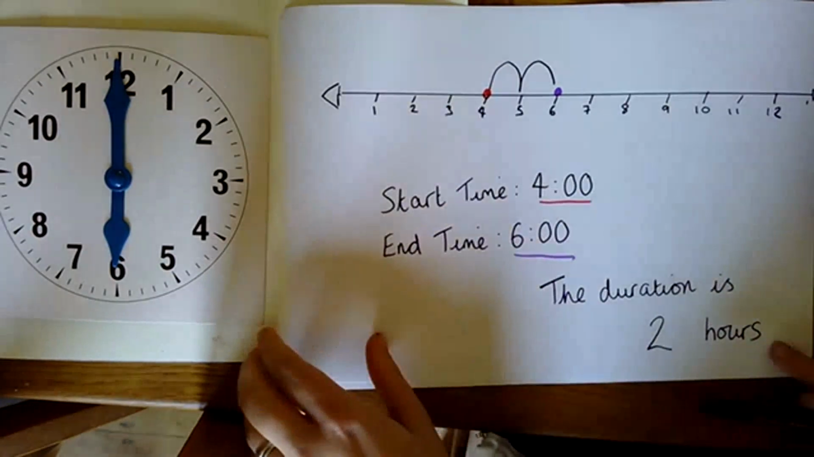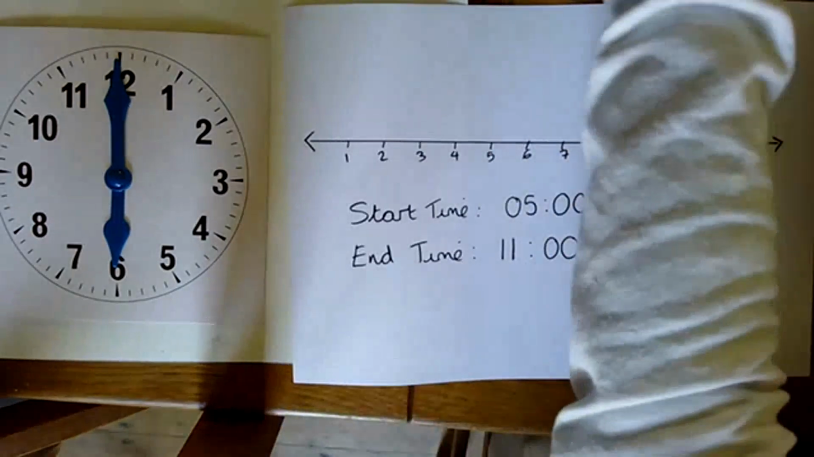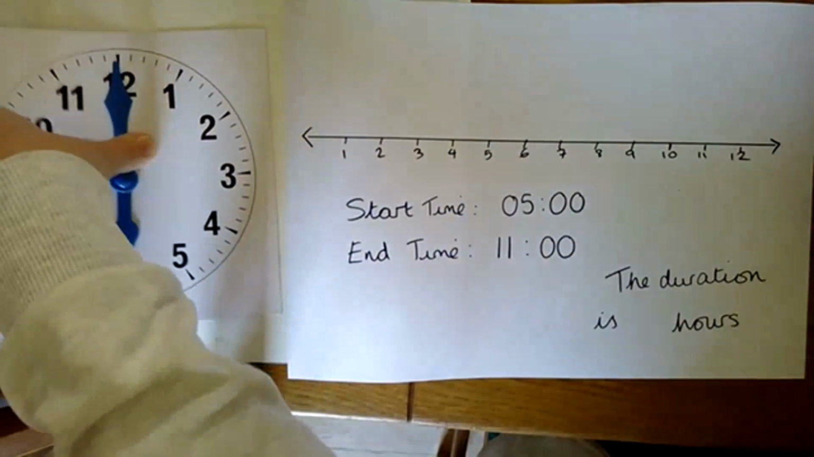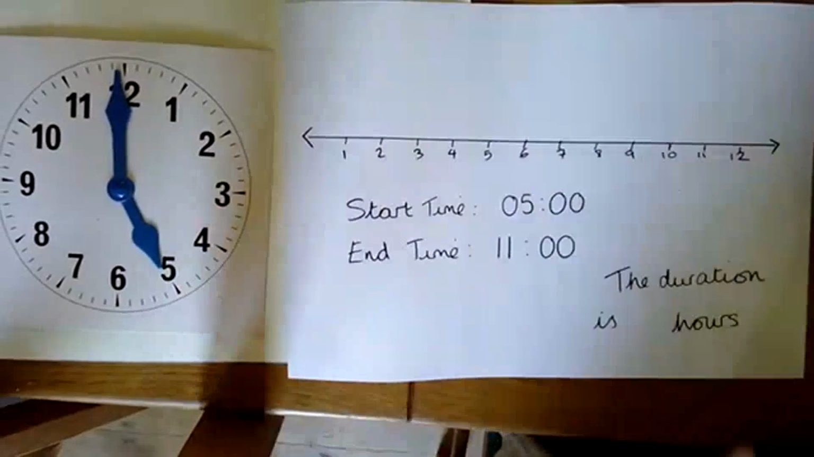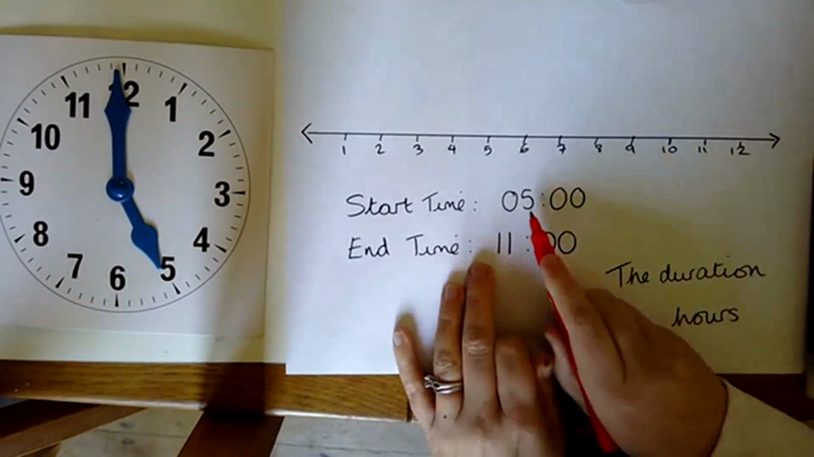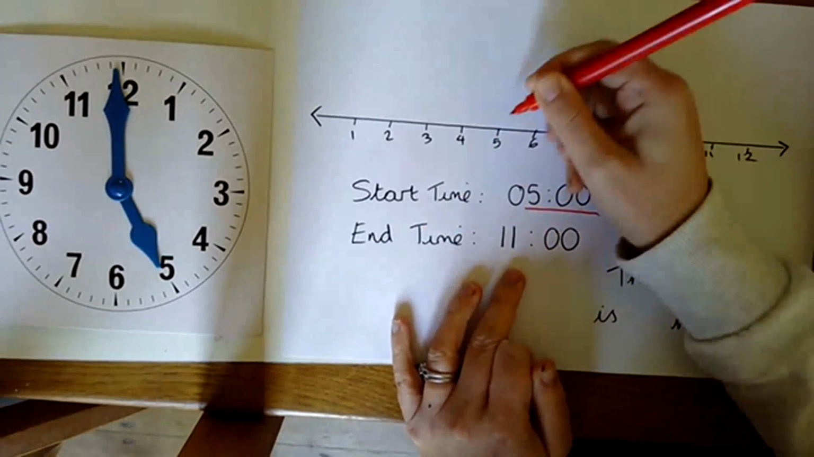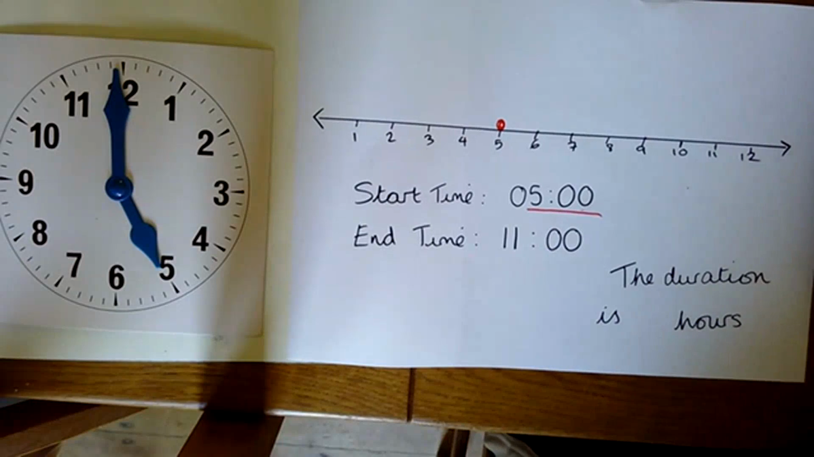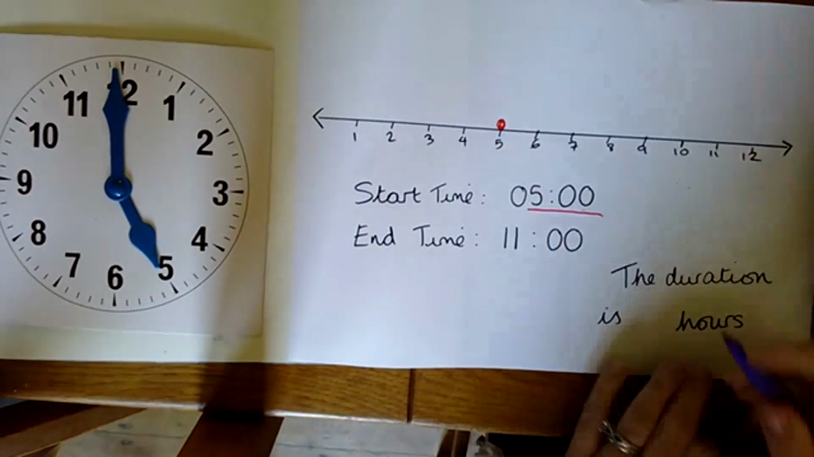Good. Let's do another example. This should be fairly straightforward for us. So my start time is 5 o'clock. I'm just going to put 5 o'clock on my clock here. I'm now going to also mark this on my timeline. So it's 5 o'clock. My end time is 11 o'clock.